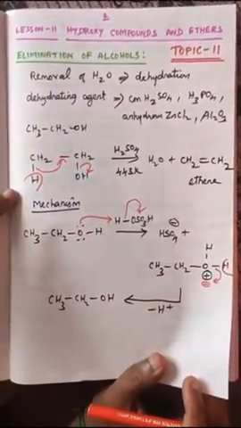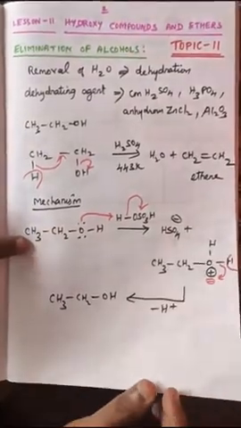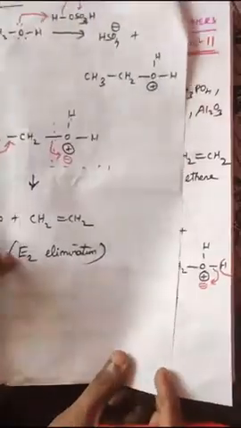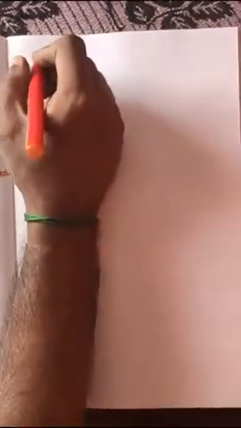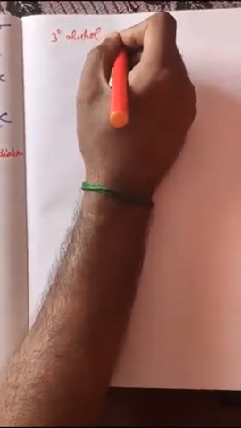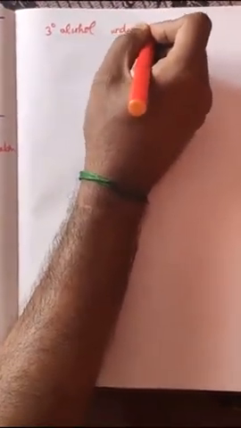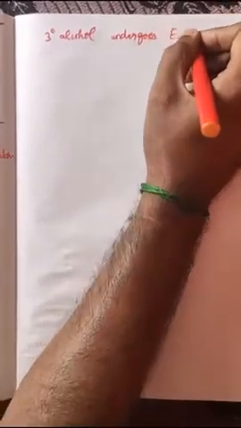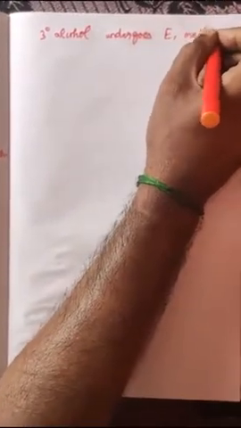Primary alcohol undergoes the E2 mechanism. Okay, primary alcohol undergoes the E2 elimination reaction. Similarly, let us take tertiary alcohol. Tertiary alcohol undergoes the E1 elimination mechanism. Let us see that also.